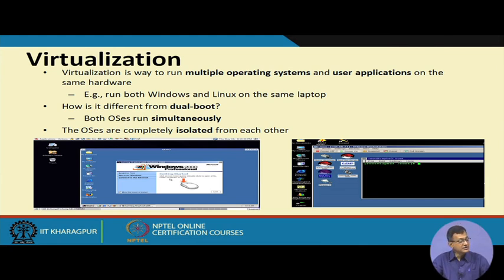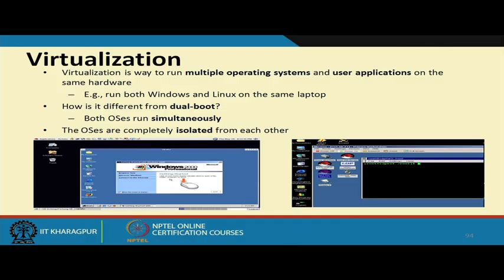So, virtualization is a way to run multiple operating systems and user applications on the same hardware. So, I can have two different operating systems on the same hardware. That means I virtualize one OS out of this, right. So, run both Windows and Linux on the laptop. So, how is it different from dual boot? Dual boot also we are doing, once Windows etc.